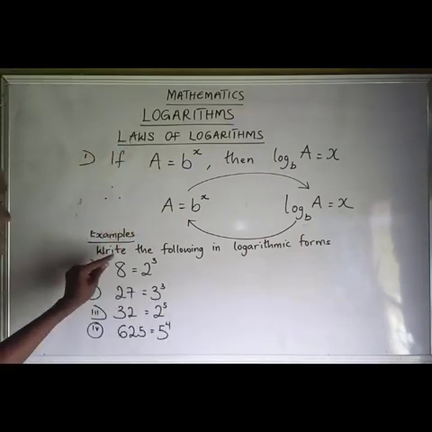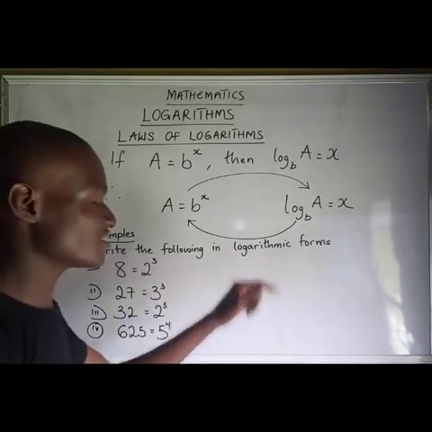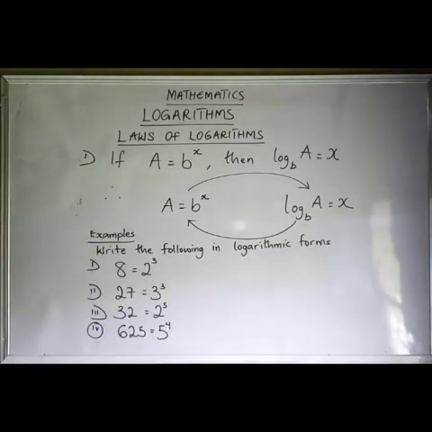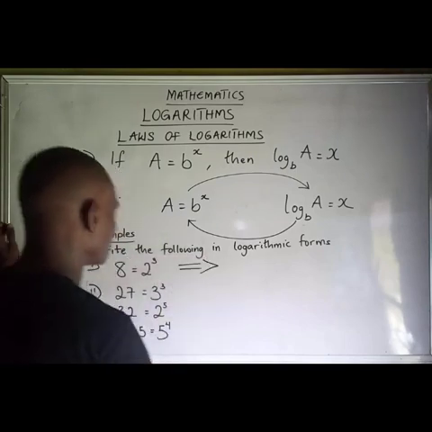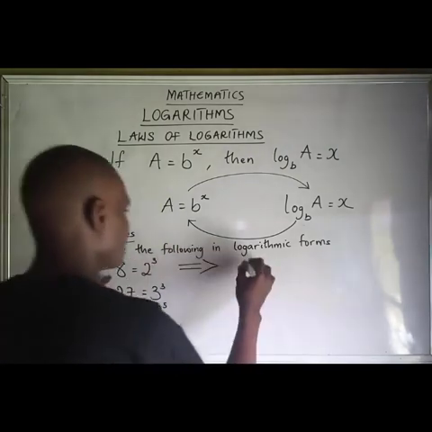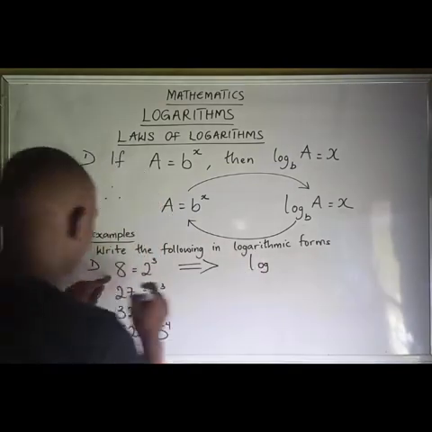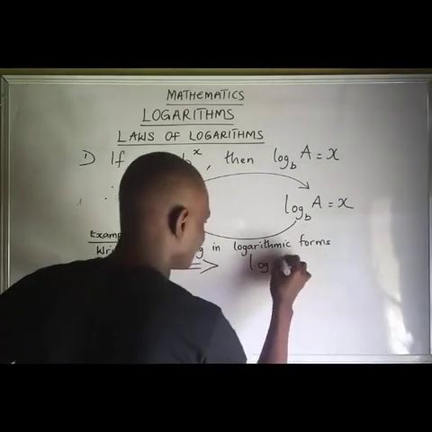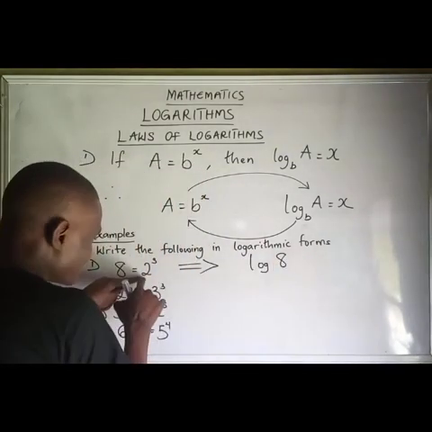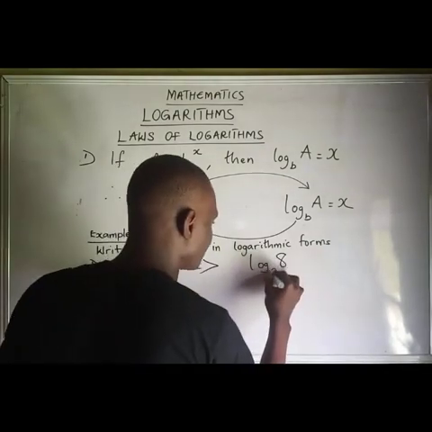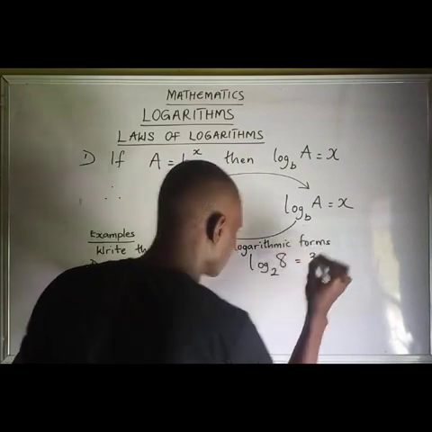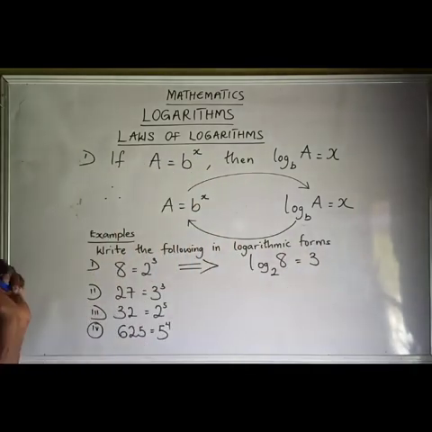They said, write the following in logarithmic forms. How do we write this in logarithm forms? Now, this is what I'm going to do. I'm going to write that it is going to imply the logarithm of this number 8 to the base of this 2. You can see that the base here is 2. So the logarithm of 8 to the base 2 is equal to 3. That is what you want to do.